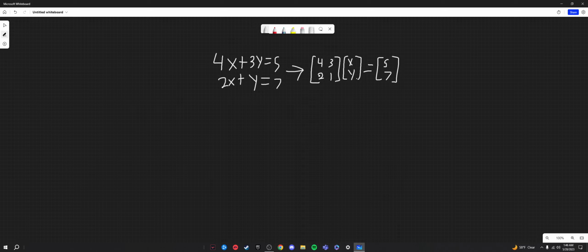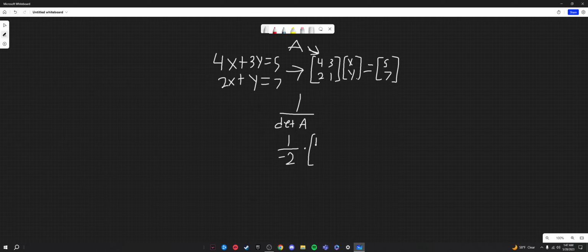So how do we get the inverse of this matrix? For starters, we take 1 over the determinant of this, so we'll take det of, we'll call this matrix A, because I don't want to write it out. So the determinant of A, so we just do 4 times 1 is 4, 2 times 3 is 6. Subtract, we get 1 over -2. So we have 1 over -2 multiplied by the adjugate of this matrix.